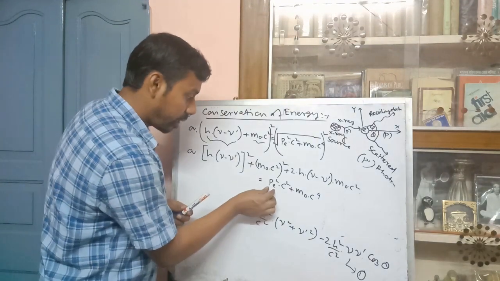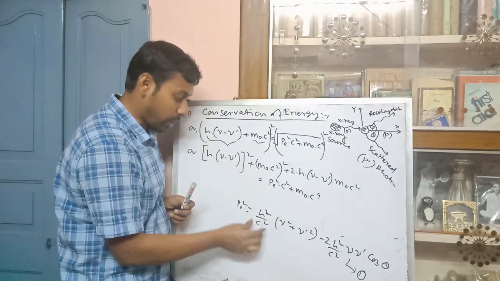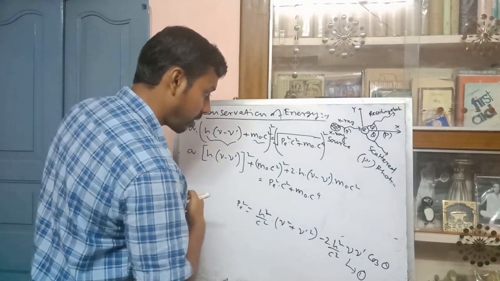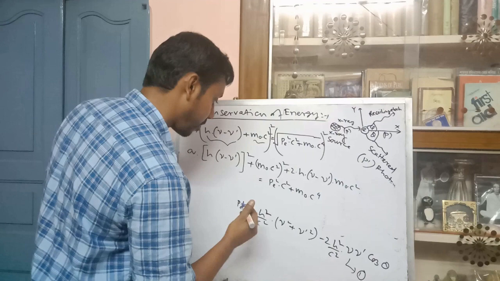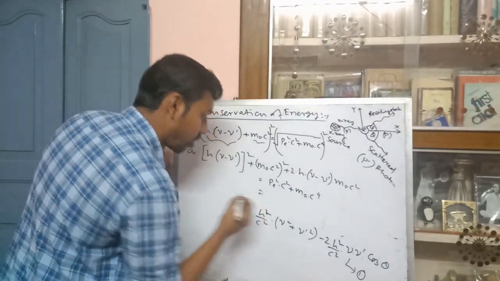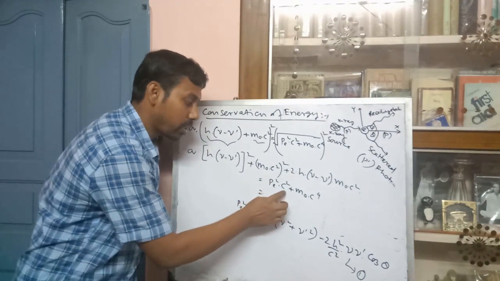Look, you know that the value of P square is equal to this thing. So put this equation here. That gives you, that is equal to, look, this P square multiplied by the c square.